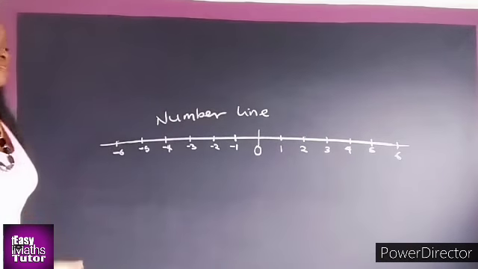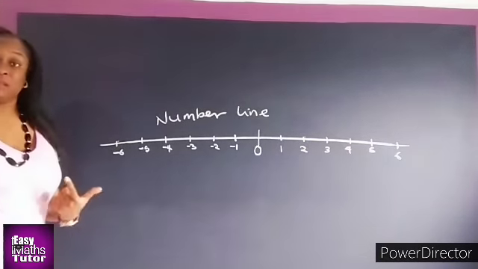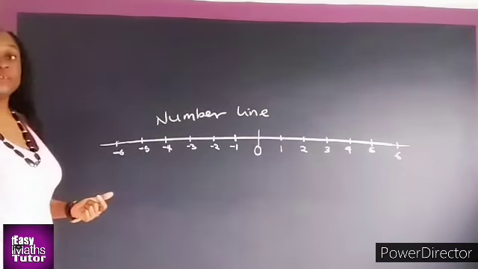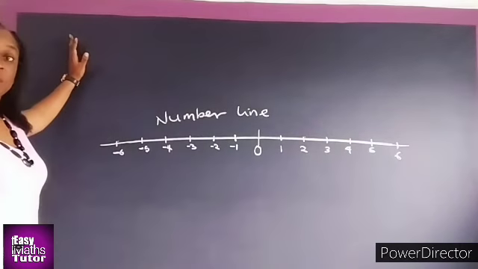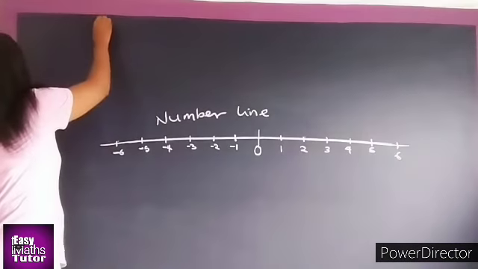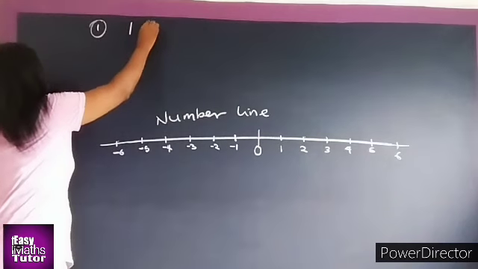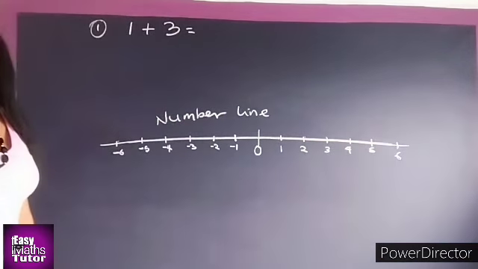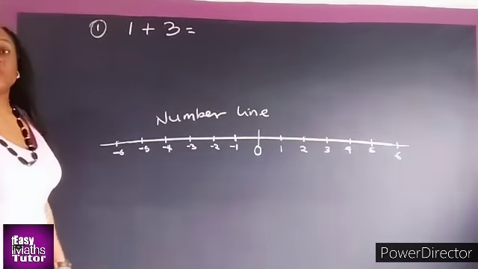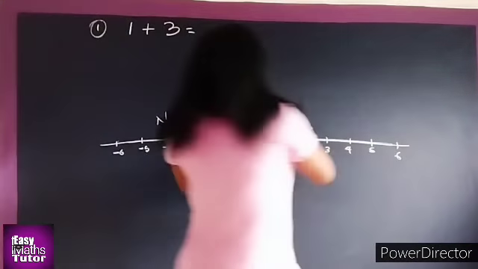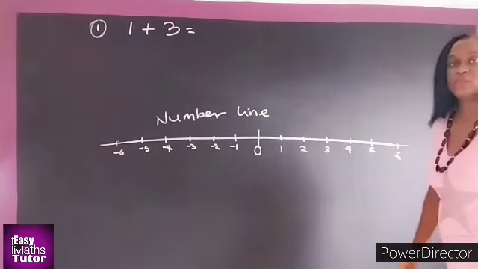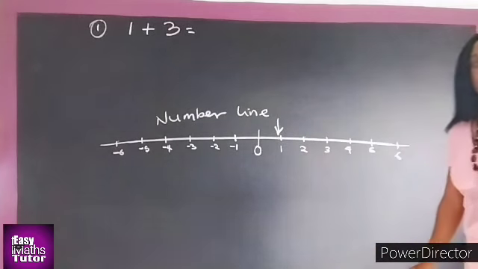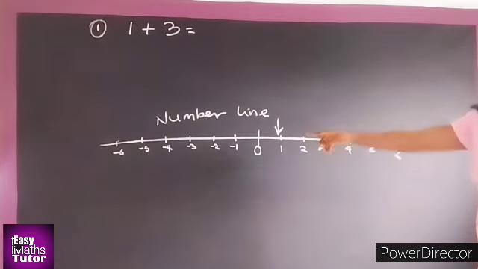The number line is very easy to use. You can use it to add numbers, positive numbers and negative numbers. For instance, let's solve our first problem. Let's add 1 plus 3 using the number line. How are we going to do that? First of all, we'll jump on number 1 on the number line.